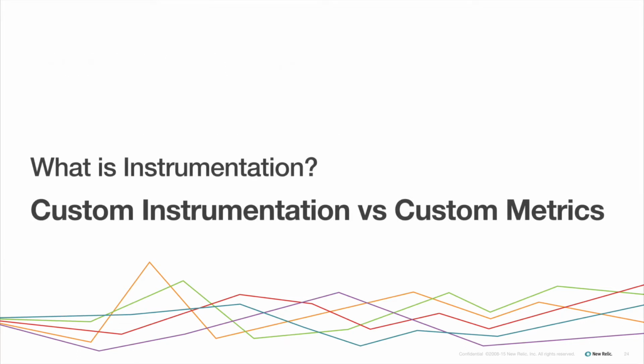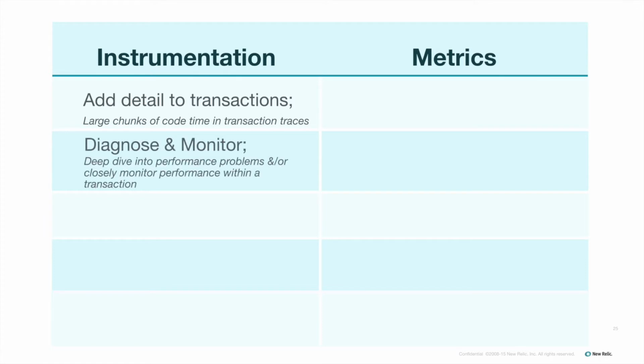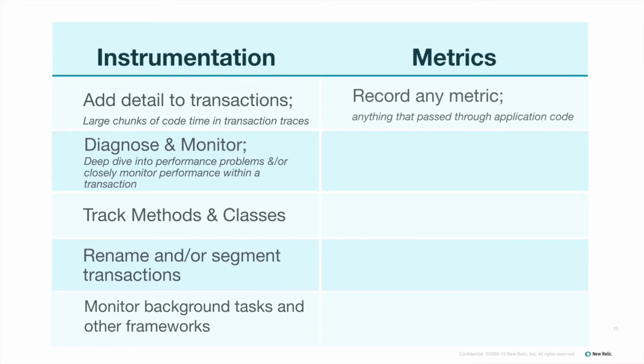Before I go into the different methods for adding custom instrumentation, I want to touch briefly on the difference between custom instrumentation and custom metrics. Custom instrumentation adds additional details to existing transactions in your APM account. This is most valuable when you need to know what's going on inside a specific method, class, or block of code that shows up in a transaction trace. You can also rename or segment transactions, monitor background workers, and add instrumentation to frameworks not already supported by New Relic. Custom metrics, on the other hand, allow you to report any metric that passes through your code.